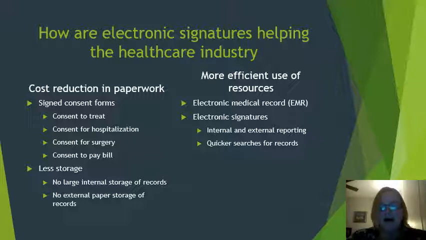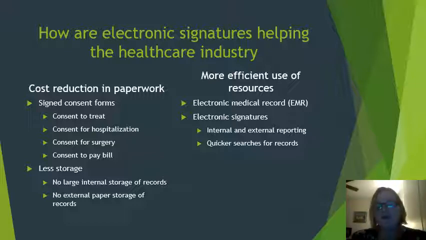We also have a more efficient use of our resources. With the advent of us switching from a paper-based record to an electronic medical record, or EMR, system, electronic signatures kind of go hand in hand. When you sign a consent form, it'll be sent to your electronic medical record. When you sign your discharge paper, it's also sent to your electronic medical record that you have acknowledged that you have received them.